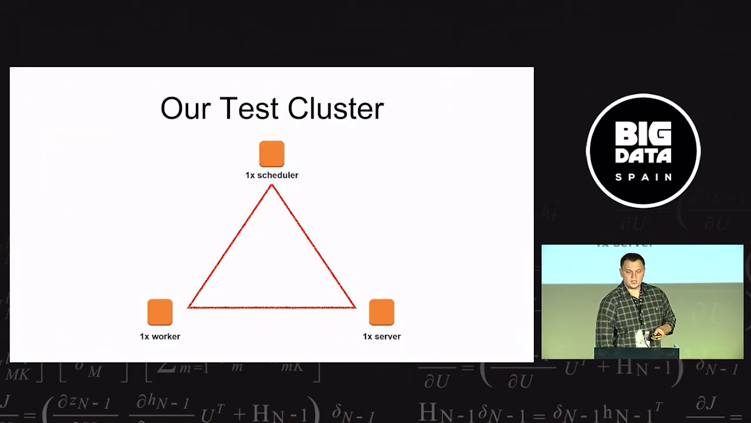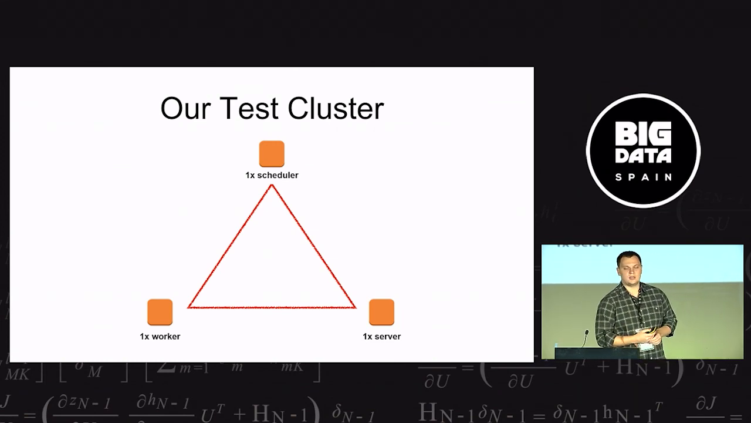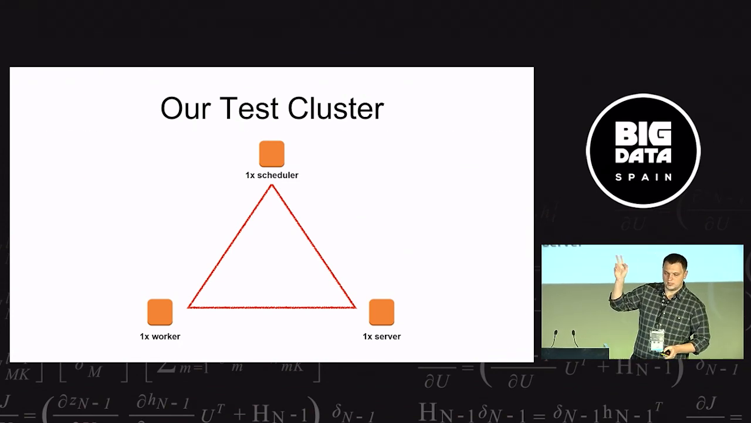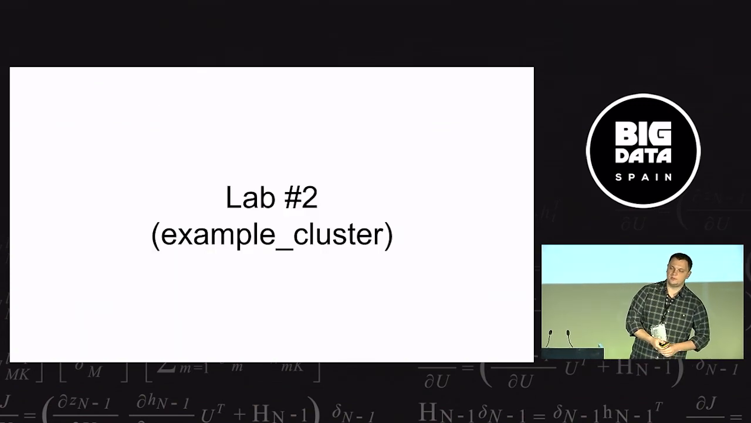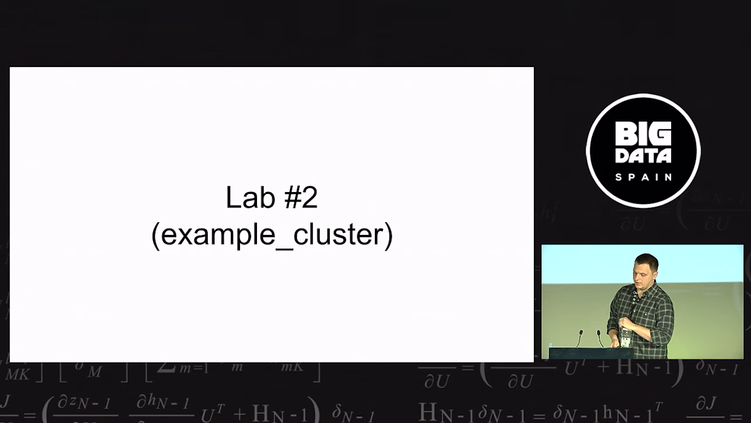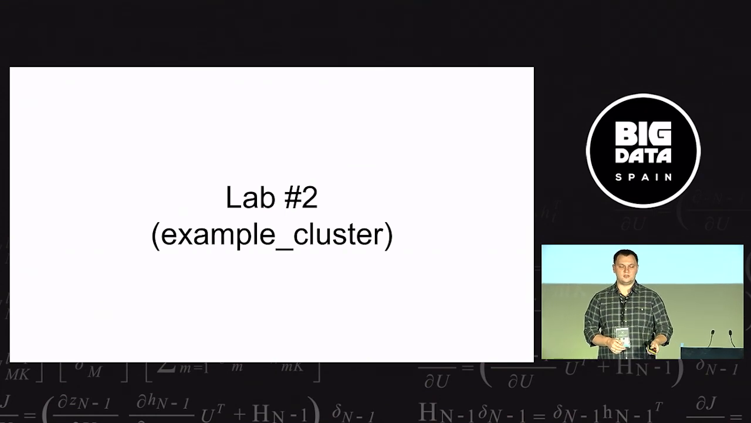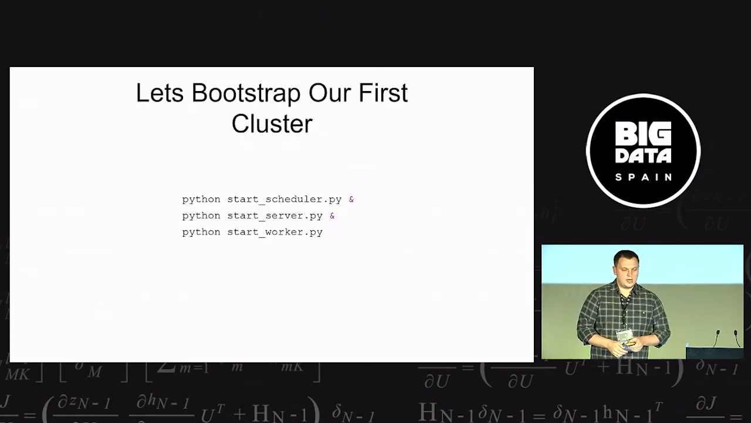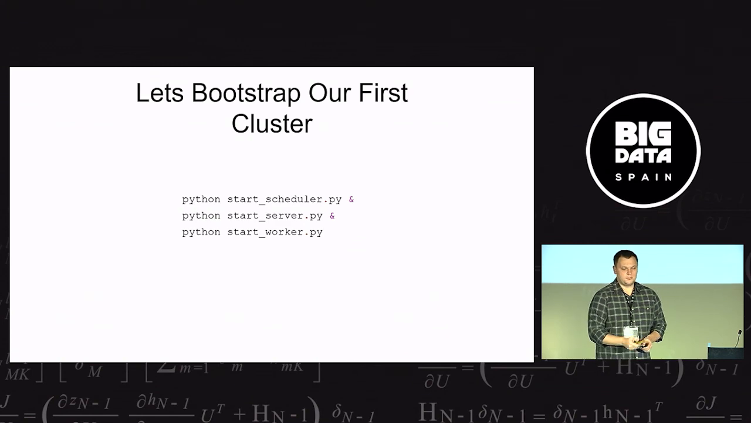Okay, we're going to spin up this particular test cluster with one worker, one scheduler, one server, and we're going to do it on one physical machine. At this point, if any of you have actually downloaded the GitHub repo, you can go to example cluster and do everything that I'm going to do, just to see that it's working on your machine. There are 3 files: start scheduler, start server, start worker. And this is the way you need to execute it.